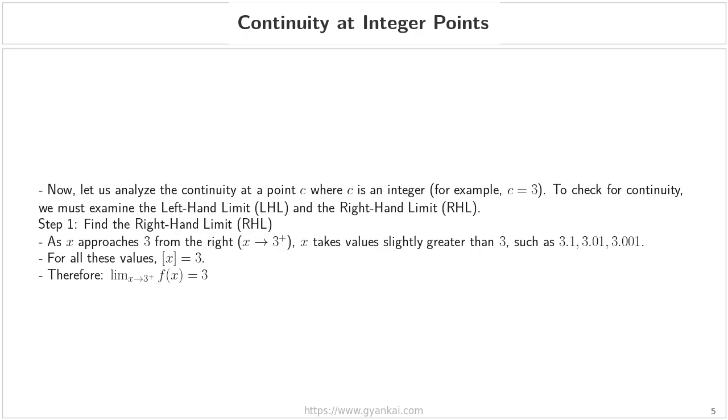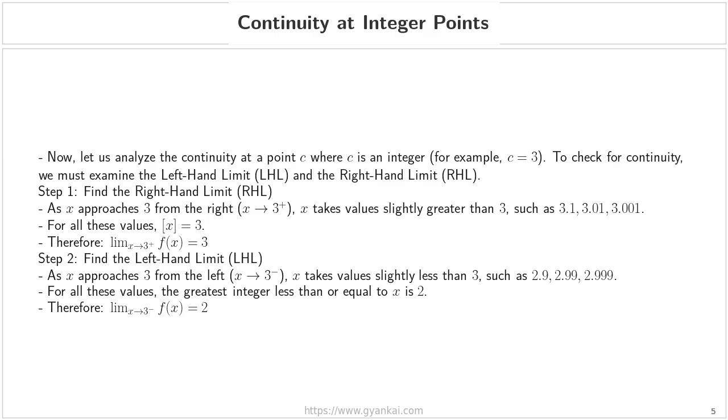Starting with step 1, let us find the right-hand limit. As x approaches 3 from the right, it takes on values that are slightly greater than 3, such as 3.1, 3.01, or 3.001. For all of these values, the greatest integer less than or equal to x is exactly 3. Therefore, the limit of f of x as x approaches 3 from the right is 3.